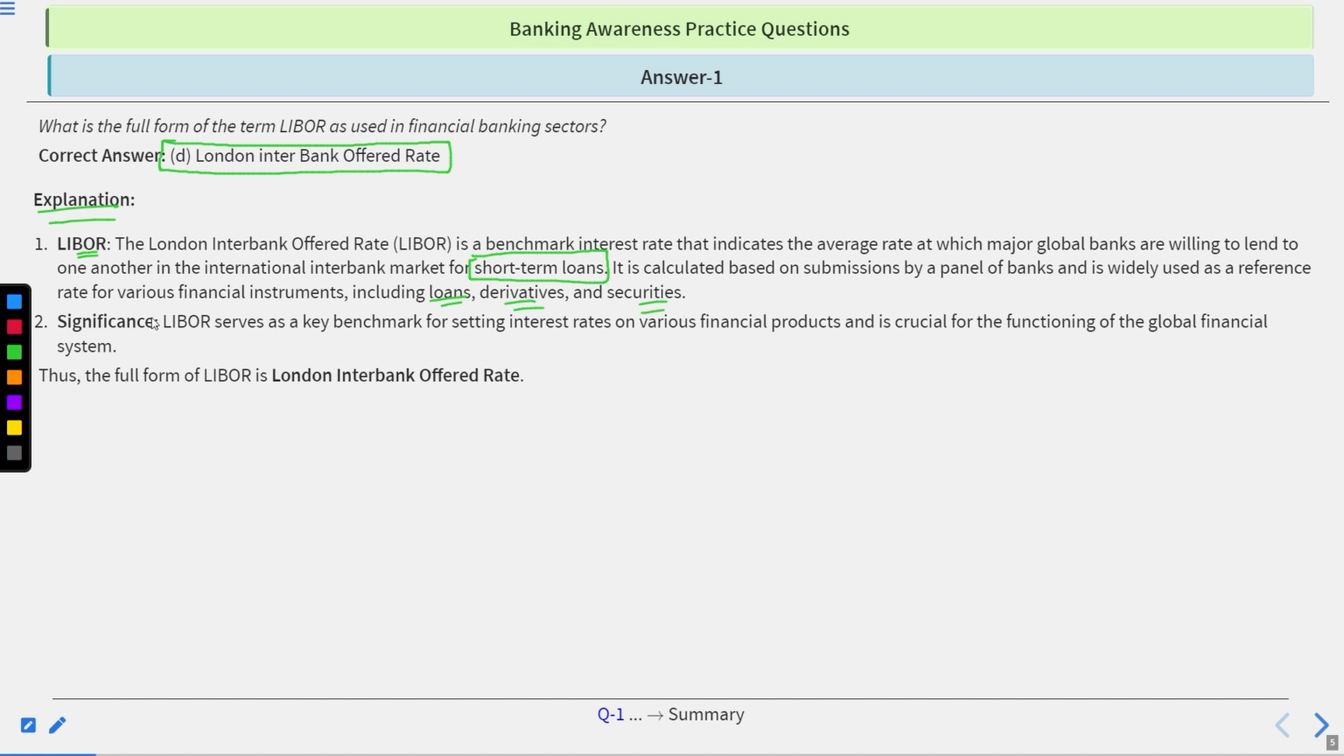If we talk about the significance, LIBOR serves as a key benchmark for setting interest rates on various financial products and is crucial for the functioning of the global financial system. Thus, the full form of LIBOR is London Interbank Offered Rate.